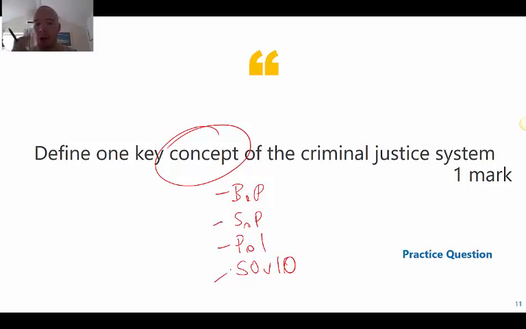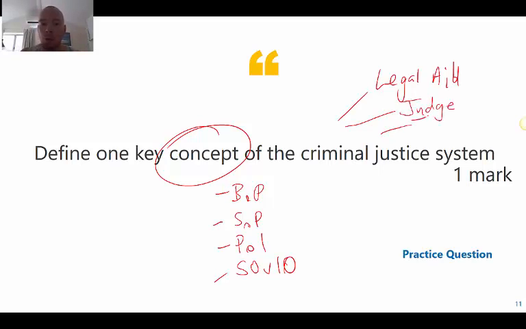Some people will panic and be like, oh, criminal justice system concept is legal aid. That's a concept we learn about. Okay? It's not the actual concepts that are listed in the study design. Or they'll say the judge or the jury. Okay? So it's about knowing the language of the study design so we can best prepare for questions on the exam. So to define one key concept of the criminal justice system, we must explain one of these 4 things.